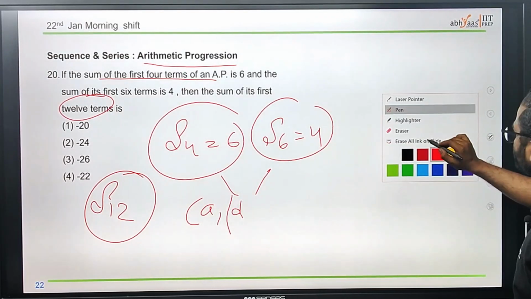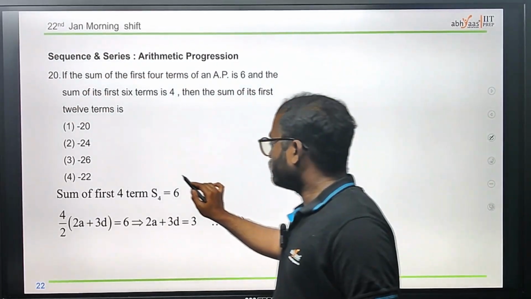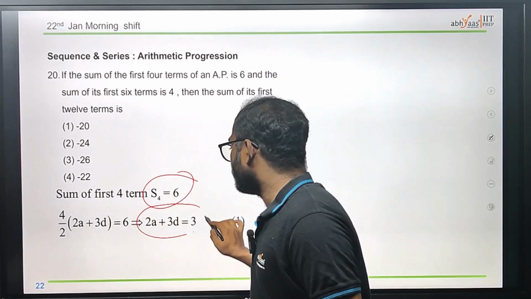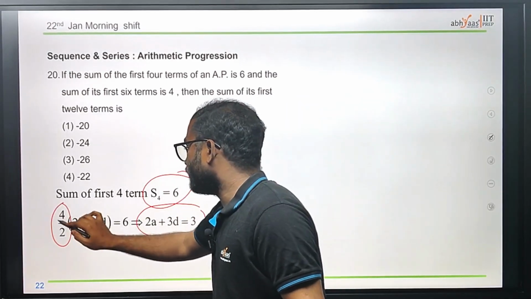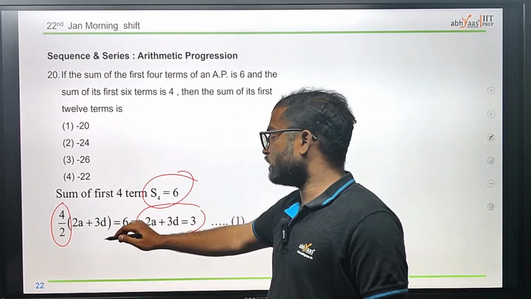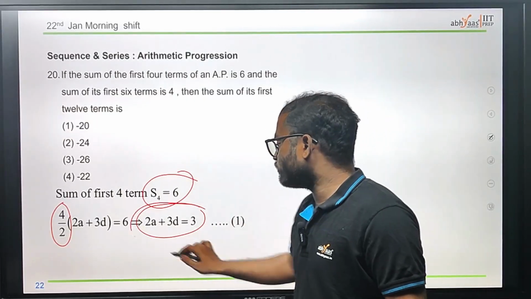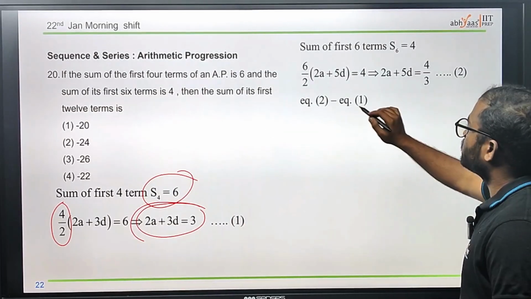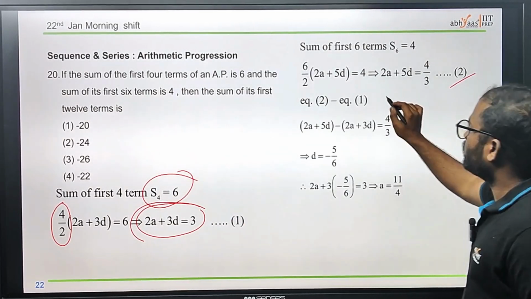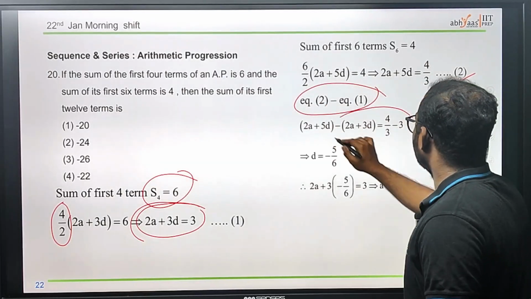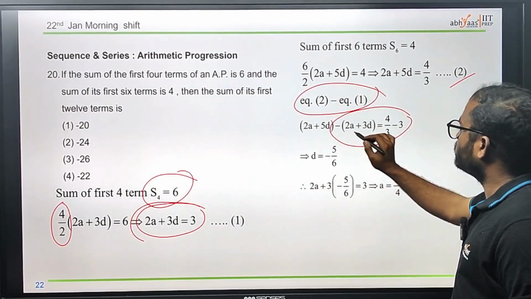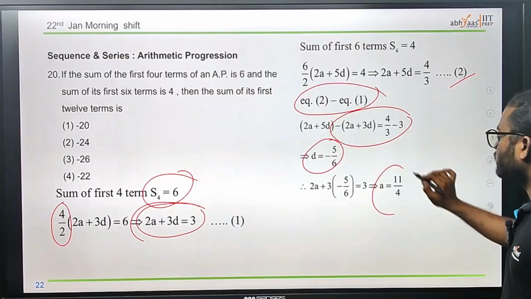I will show here. If you see here, we got S4 as 6. For S4 we will have n by 2, first term plus (n minus 1) d formula. We will have the first equation, and similarly for the second equation. Now we take equation 2 minus equation 1. By doing that we will have d as minus 5 by 6 and a as 11 by 4.